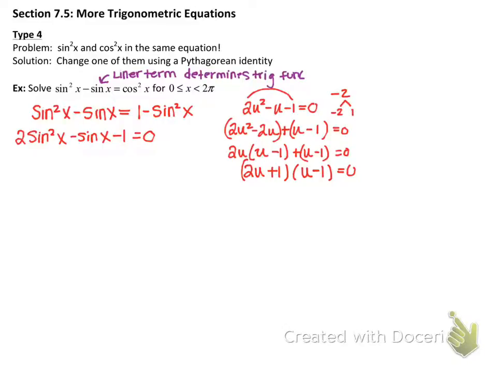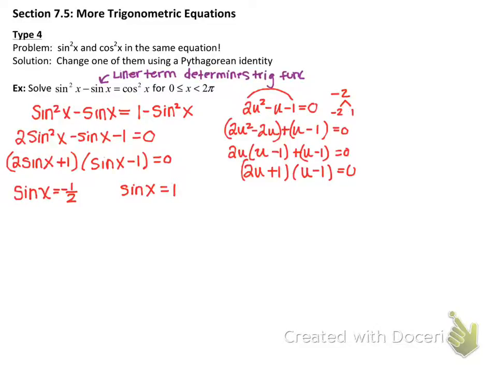which means that we have 2 sine x plus 1 and sine x minus 1. So if I set each of those equal to 0 and I solve, over here I get sine x, and then I would subtract 1 and divide by 2, so it equals negative 1/2. And on the right side I'd have sine x equal to 1.